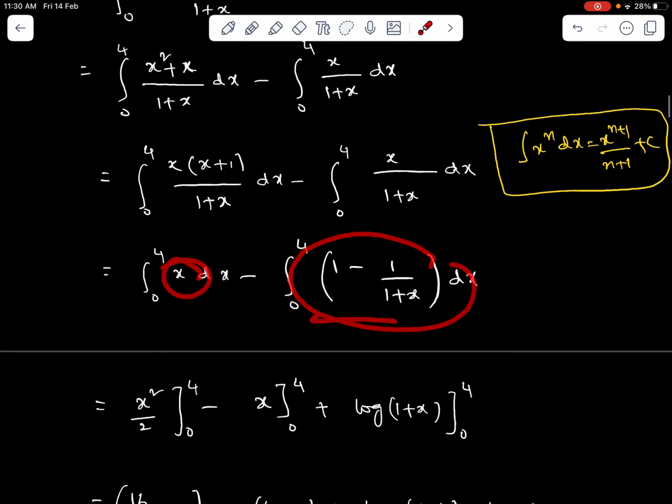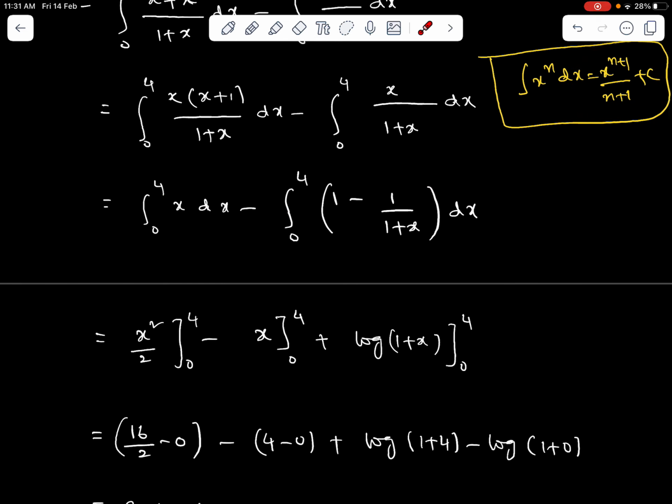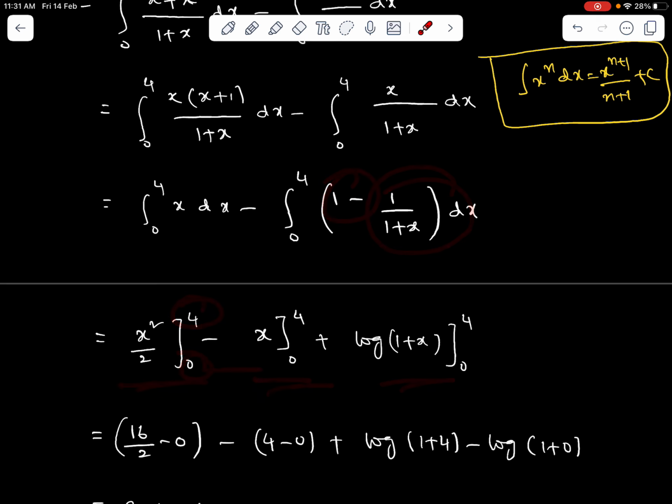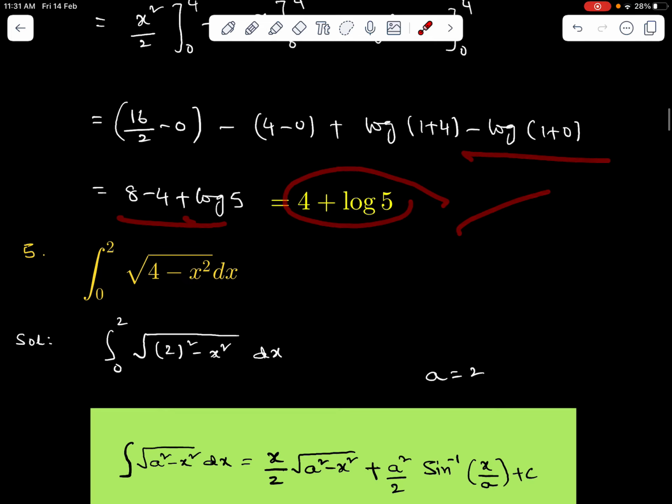Therefore, integral of x is in the form of integral x power n dx. Therefore, the formula is x power n plus 1 by n plus 1. Therefore, x square by 2, lower interval 0, upper interval 4, minus integral of 1 by (1 plus x), that is equal to log mod (1 plus x). That is equal to 4 square by 2, 8, (8 minus 0), minus (log (1 plus 4) minus log 1). Therefore, log 5. 8 minus 4 plus log 5. Therefore, 4 plus log 5 is the answer.